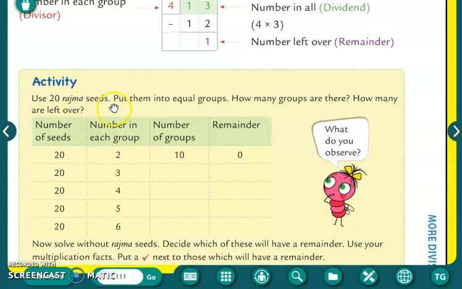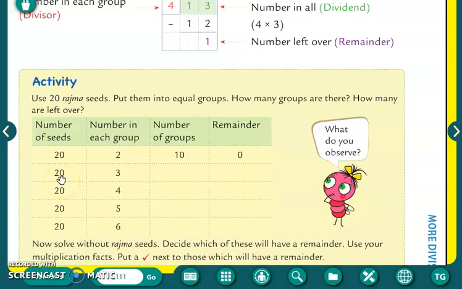Use Rajma seeds, put them into equal groups. How many groups are there? How many are left over? One is given here. 20 number of seeds are there. If we keep it in two groups, then number of groups will be 10. How would you know? Because we had done like this, 20 divided by 2, the number of groups will be 10. So no remainder will be there.